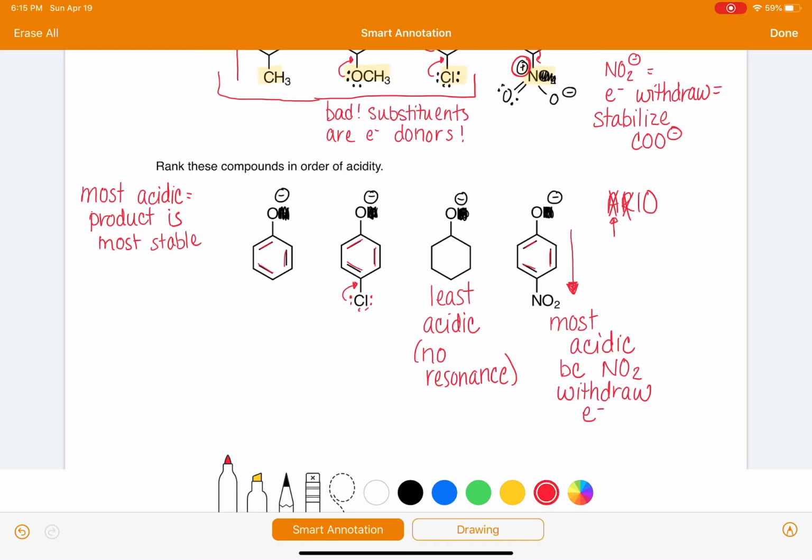So if I call the most acidic number 1 and the least acidic number 4, I'm going to call this one number 2 and this one number 3, and both of them are pretty bleh. But number 2 is going to be number 2 because it has resonance, which is going to help to stabilize. And number 3 is number 3 because it doesn't have anything good and it doesn't have anything bad. It's just kind of in the middle.